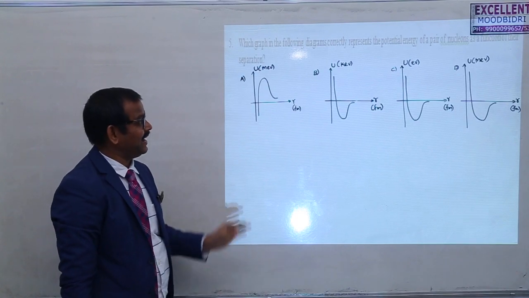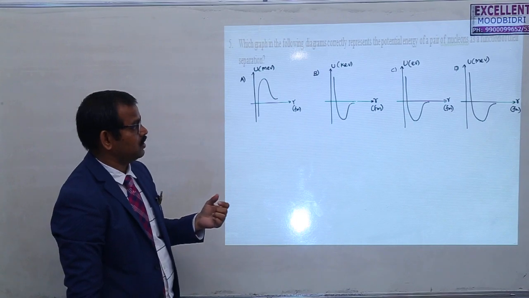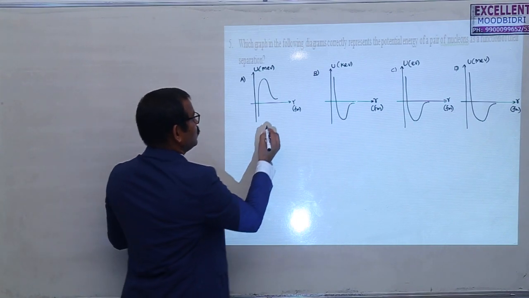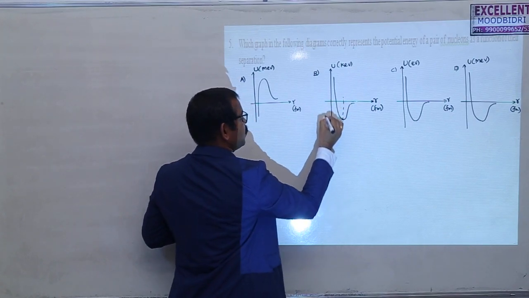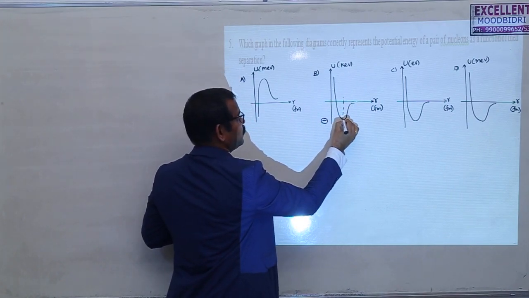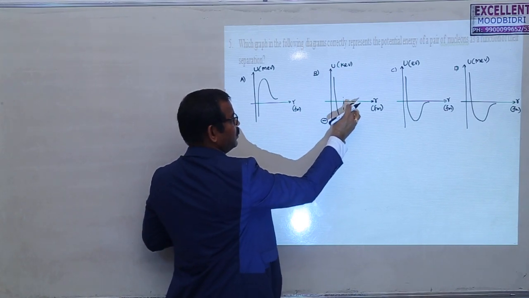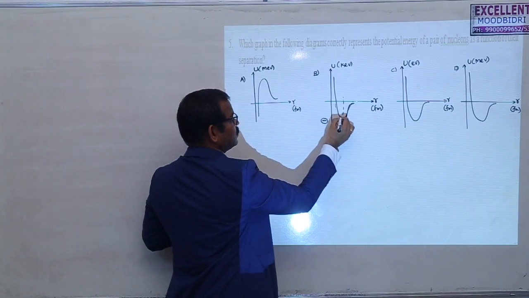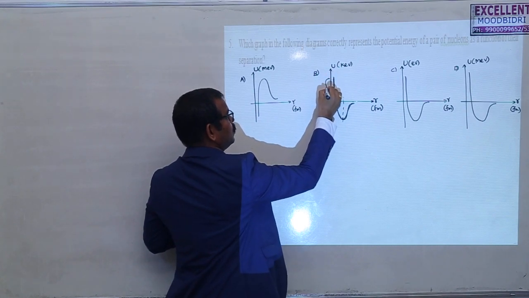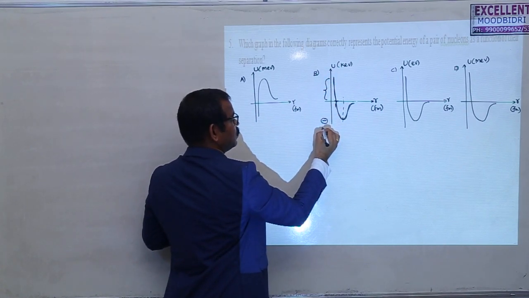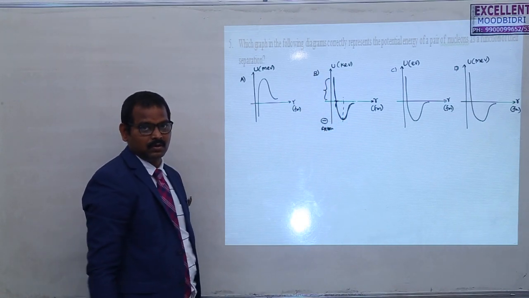Which graph in the following diagram correctly represents the potential energy of a pair of nucleons as a function of their separation? So here we know that this is the distance where the potential energy is negative, and if the distance increases, potential energy will become less negative, and if the separation decreases, this will also become positive. So when the potential energy is negative, they attract each other, and when positive, they repel each other.